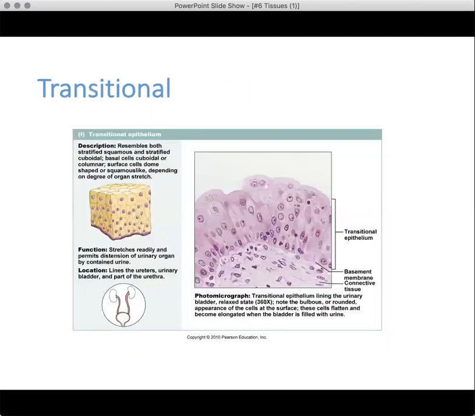And then the last type is transitional. And remember, we said before that this type of tissue allows for stretching. It's found in the ureters and the urinary bladder. These areas have to stretch to accommodate urine as it passes through.